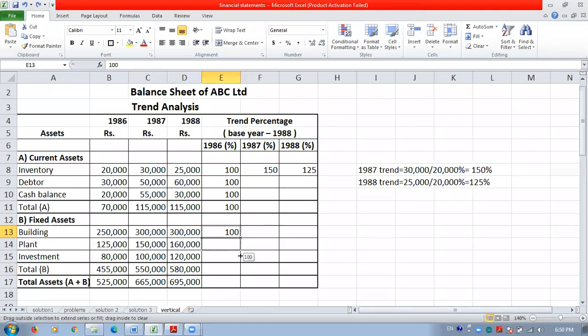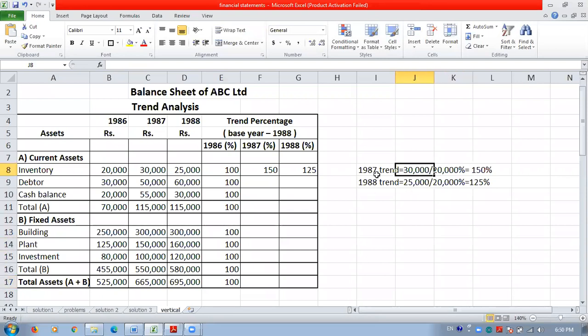So simply you have to put this 100. But in case of second and third year, you have to calculate by taking this 1986 as a base year. Why is it called a base year?